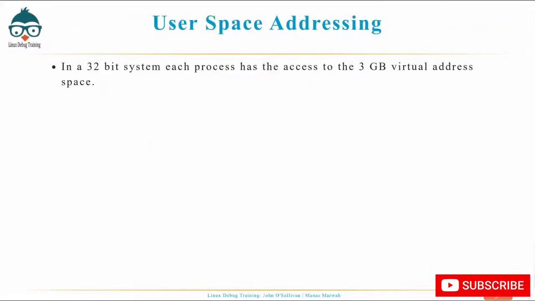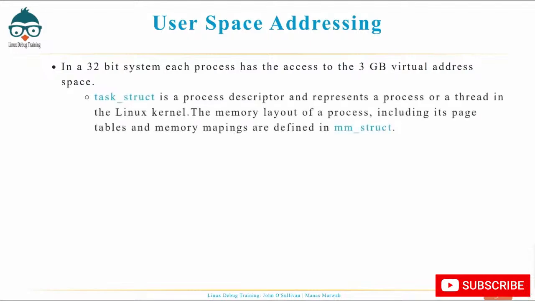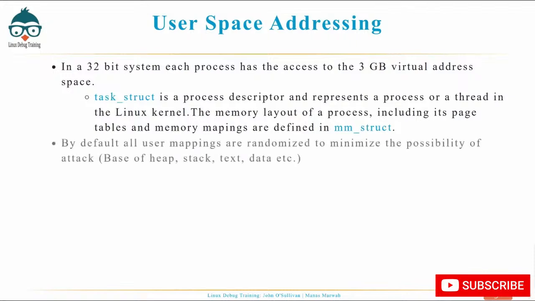In the previous slide, we saw that each process has access to 3 GB of a virtual address space on 32-bit systems. The structure and organization of this space is managed by a process descriptor called task_struct. The page tables and memory mappings for a process are defined in mm_struct, and we will look at this in more detail in the next slide.